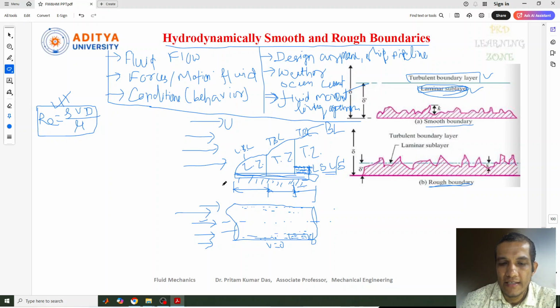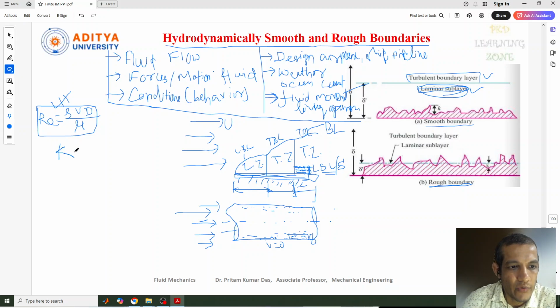It is basic things. Now we'll go for the smooth boundary and rough boundary. Two diagrams I have given here. One term you can see is K, another term is delta star.